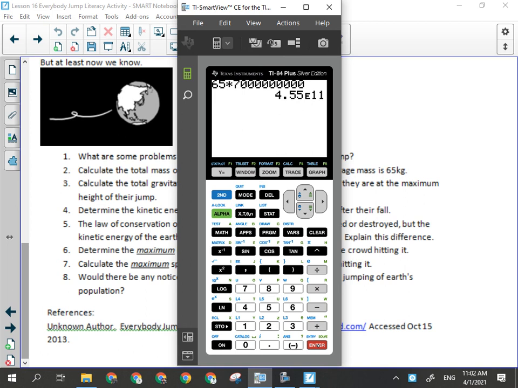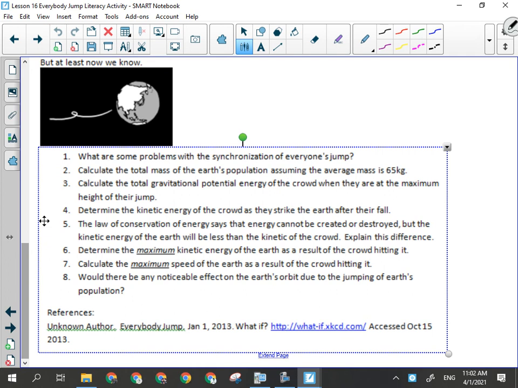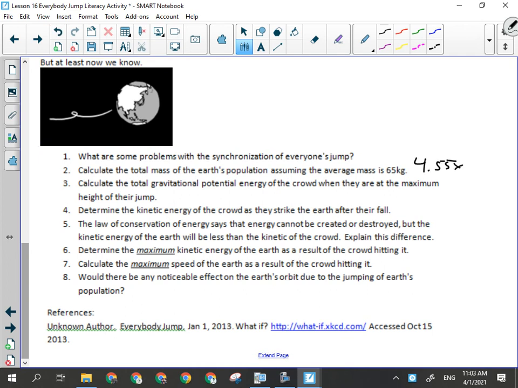Okay, so there's the mass of every person on Earth: 4.55 times 10 to the 11 kilograms. Now, calculate the total gravitational potential energy of the crowd when they are at the maximum height of their jump. We said everyone would jump about half a meter, right? So that's m times g times h.